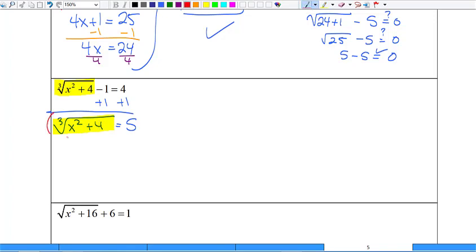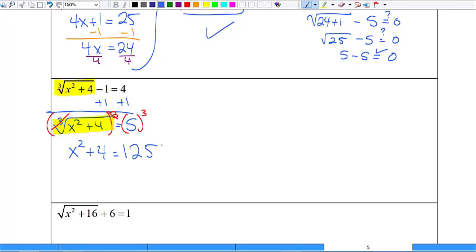Step 2 says to raise both sides to the index. Well, this index is 3 this time, not 2 like last time. So I'm going to cube both sides. The cube and the cube root undo each other. That was kind of the whole point, right? Is to get that x squared plus 4 out from under the radical. So 5 times 5 times 5 is 125.